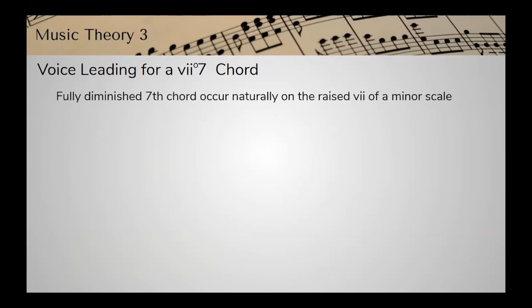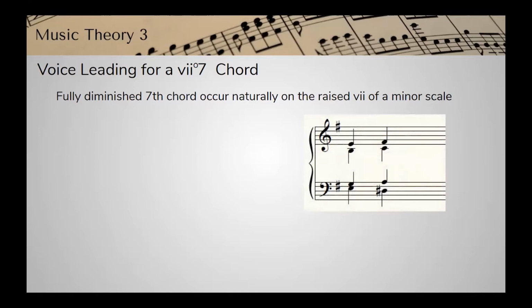The other kind of chord that we want to talk about is the fully diminished 7 chord. And the fully diminished 7 chord exists naturally on the raised 7 of a minor scale. So like in the key of C, if you built a 7th chord on the B natural, which is the raised leading tone, you would have B, D, F, and A flat, which is a fully diminished 7th chord.